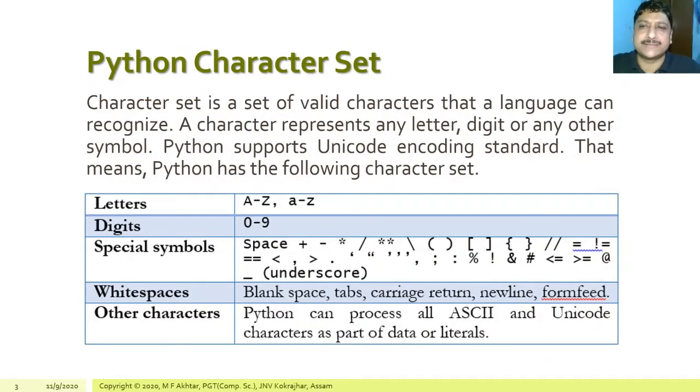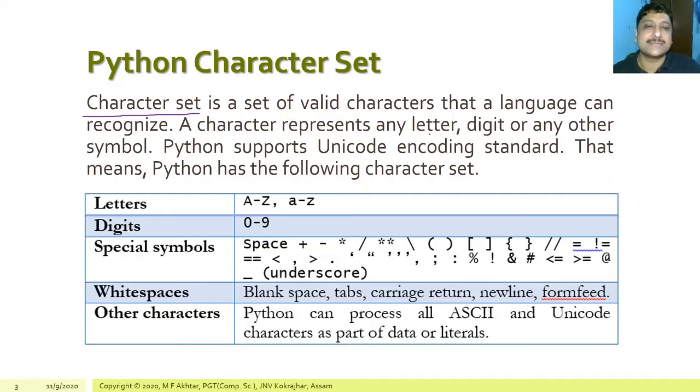Python character sets. A character set is the valid characters that a language can recognize. Character set means a set of symbols or characters which is used in a language. Say for example, in the English language we use A, B, C, D, E, F, G, H up to Z. Okay, this is the character set of the English language. Using these characters, words and sentences are generated. Okay, in the same way the Python language has such character sets.